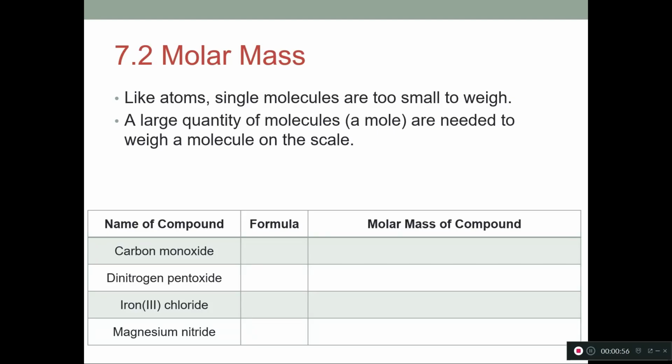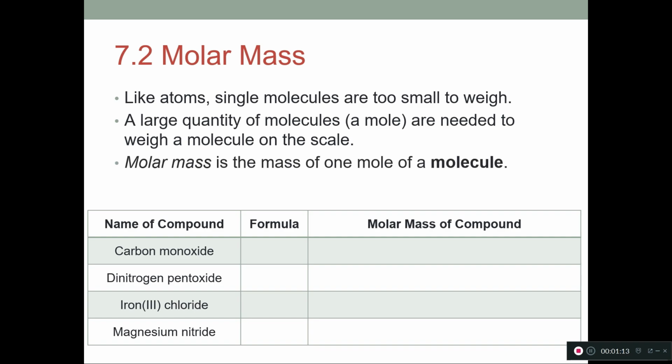In this video, I'm going to discuss the concept of the molar mass. So just like atoms, single molecules are too small to weigh, and so we need a lot of molecules, and so we can use moles of molecules. So the molar mass is just the mass of 1 mole of a molecule.